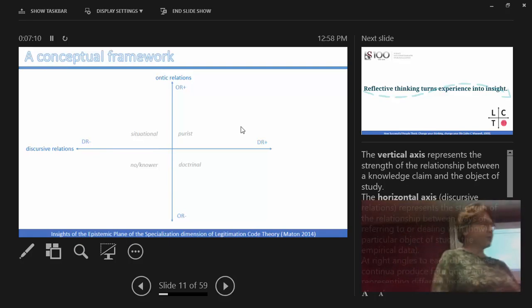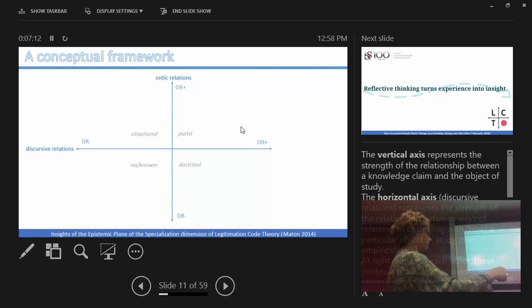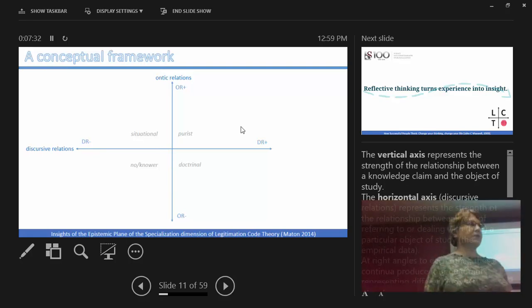And when you move to the left-hand side here, to the situational one, there's more freedom in your methodology, but there's still a strong focus on the knowledge. And in the knower, or the know insight, that's basically where anything goes. There isn't a strong emphasis on the approach or on the knowledge, but there's more of an emphasis on the individual who is engaging with this practice.